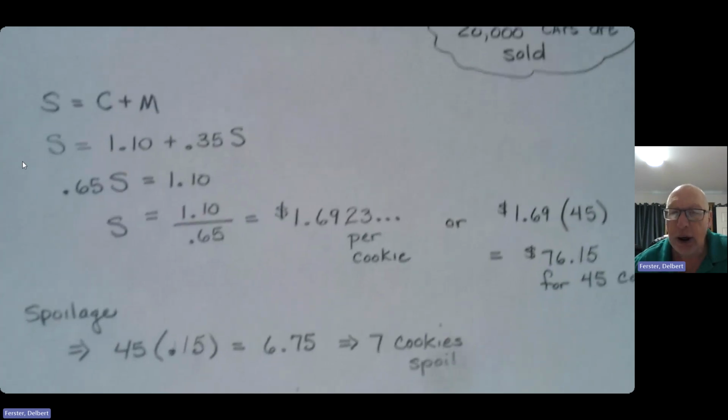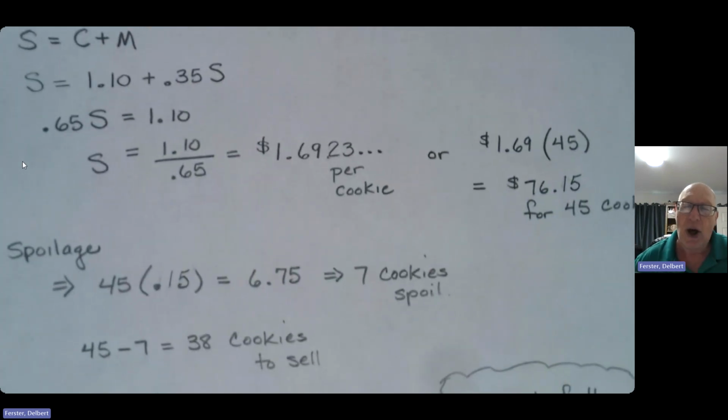The problem is you're going to lose some cookies. They're not all going to be good enough to sell because of crumbles or whatever. And the problem says we're going to lose 15%. So the next part, what you see on your screen, is how much is your loss? Your loss is 15% of the 45 cookies that you make. That's 6.75 cookies. In terms of context of selling, if 6.75 are no good, you have to figure out that the 0.75 is part of the next cookie. So 7 cookies won't be able to be sold.